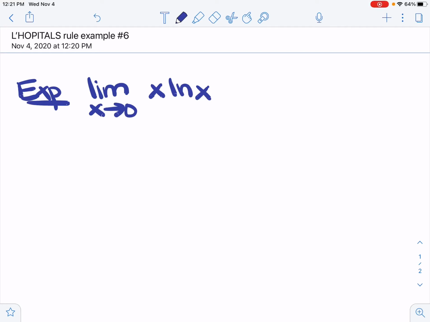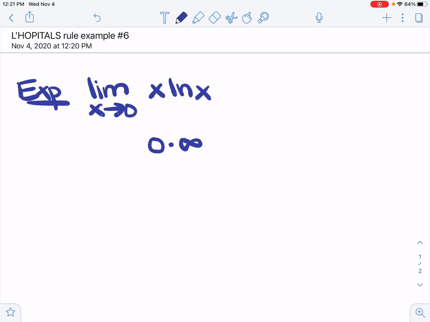Okay, another L'Hopital's rule example. This one I think is fun. As we plug in, what we have here is x going to 0. Natural log of 0 is undefined. As you get close to 0, the natural log gets closer and closer to negative infinity. So this is a 0 times infinity indeterminate form.